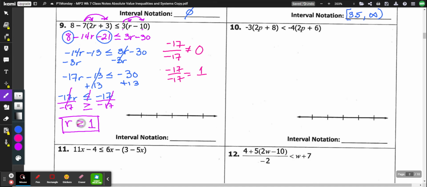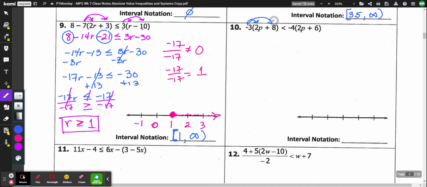So r is greater than or equal to 1, so we're going to include the 1, which means we're going to use a closed dot. Let's write our 1, 2, 3, let's write 0 here, and then negative 1. We're going to shade this side of the number line. And that's our graph. For our interval notation, we're going to start at 1 and go all the way to infinity. We do include 1. We have the closed dot here, so we draw a bracket, and then a parenthesis on infinity.